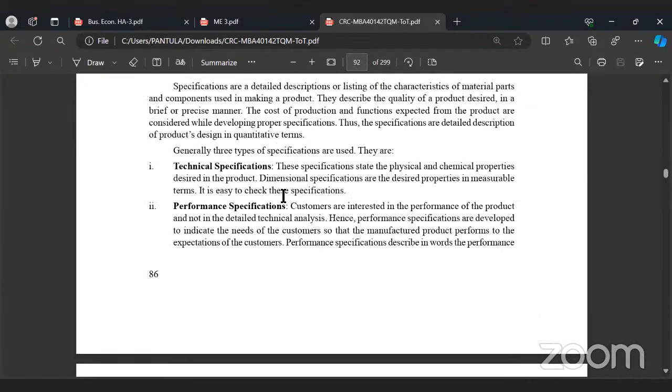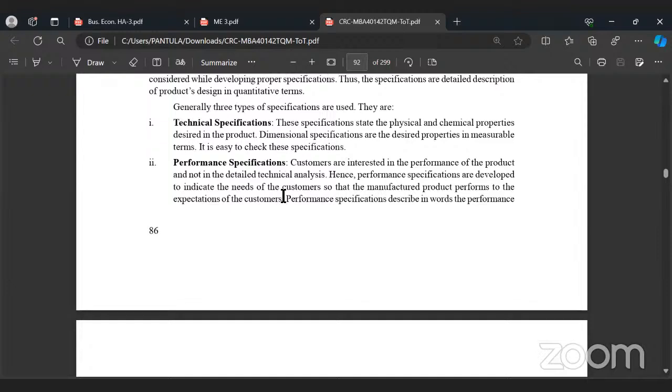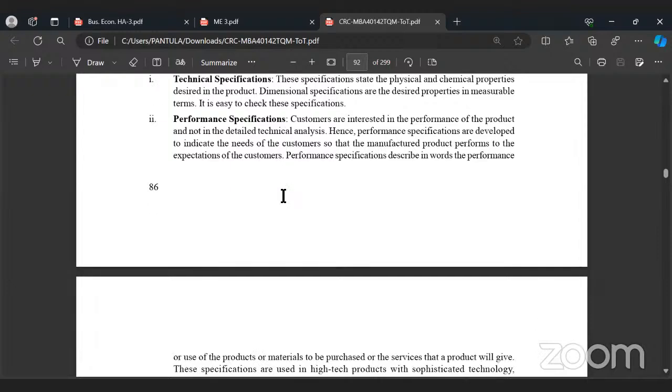What is my technical specification? Physical and proper design of the product, dimensions of the specification, desired proportions and measures. And performance means customers are interested in the performance of the product and not in detailed technical analysis. Hence, product performance specifications are developed to indicate the needs of customers. Performance specification describes the performance.